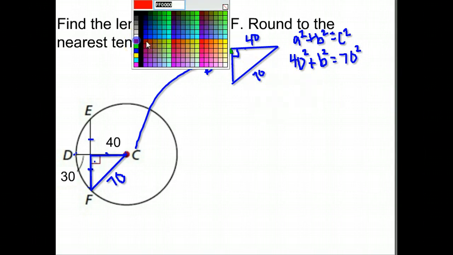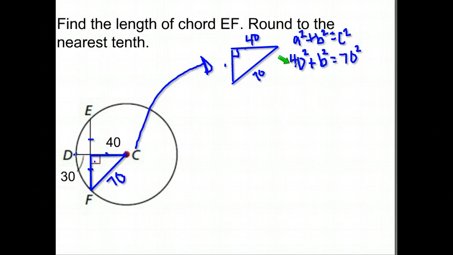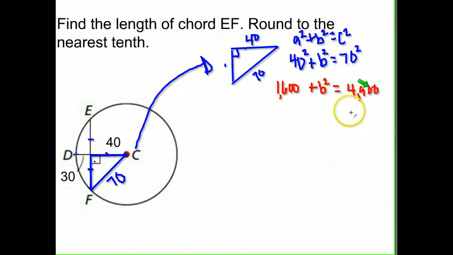Okay, let's simplify a little. So go ahead and do 40 squared. Again, when you square a number, that means the number times itself and not the number times 2. 40 times 40 is 1,600, plus B squared equals 70 times 70, or 70 squared, is 4,900. We need to solve this, so we need to get B by itself. Right now we have a positive 1,600. If we subtract 1,600 from both sides, then we'll be at least down to just a B squared.